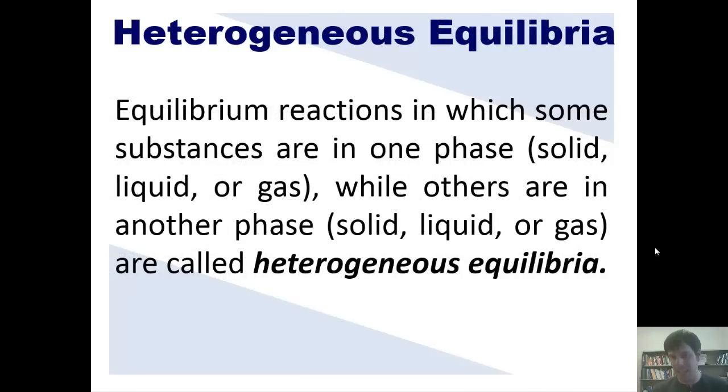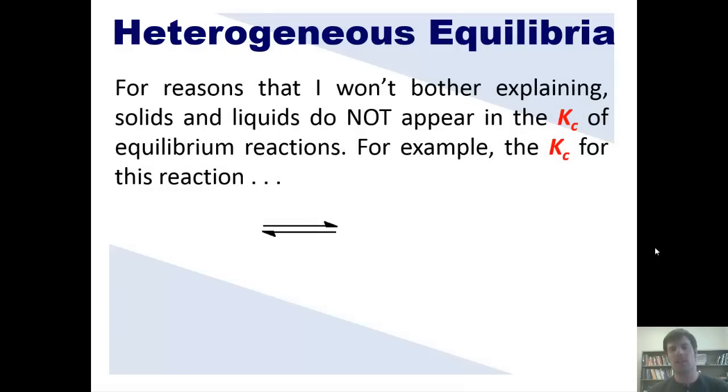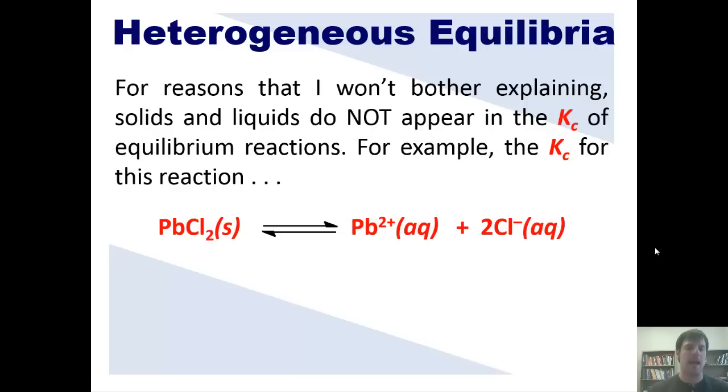Now I'm going to teach you about heterogeneous equilibrium. Equilibrium reactions in which some of the substances are in one phase, solid, liquid, gas, or aqueous, while others are in other physical phases, are called heterogeneous equilibria. For reasons that I won't bother explaining here, solids and liquids do not appear in the Kc, or equilibrium constant, of equilibrium reactions. For instance, the Kc for this reaction happens to be this. Notice that this lead chloride reactant shown here at the left side of the equation is omitted. The reason is because it is a solid. Similarly, liquids are also omitted from equilibrium constant expressions.